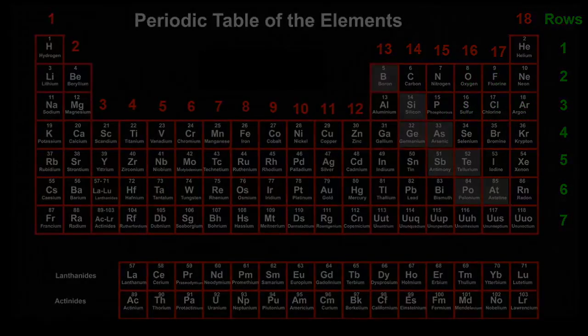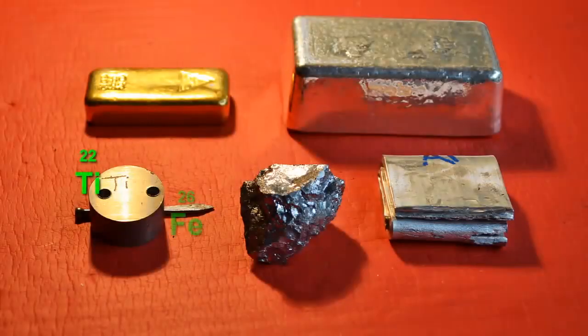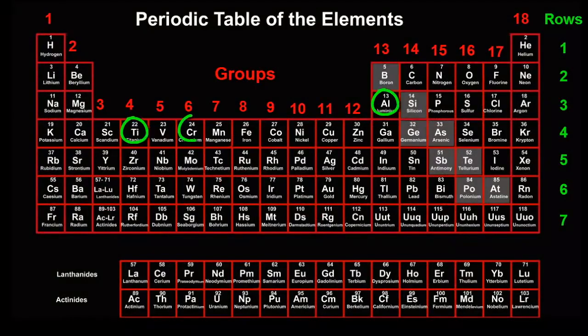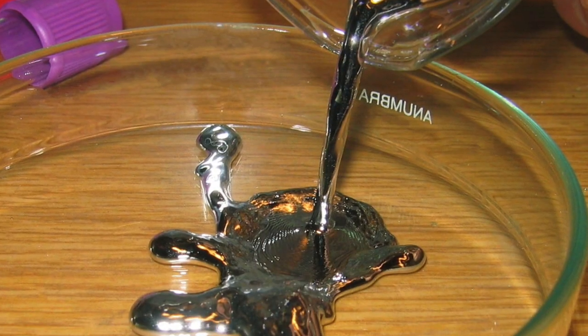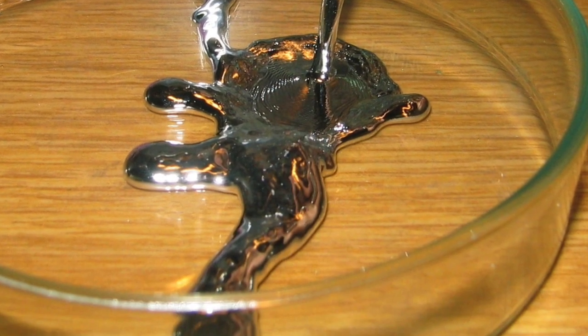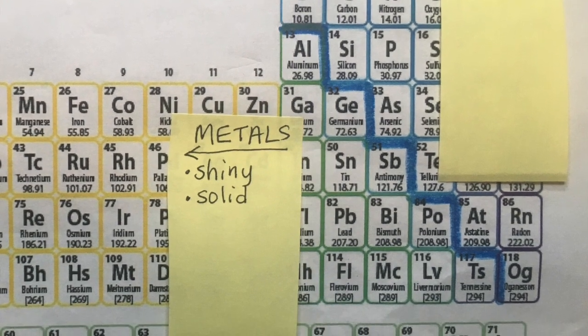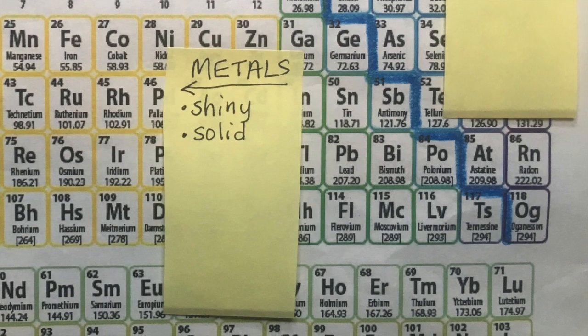What is a metal? Here's a few: titanium, iron, chromium, aluminium, silver, and gold, with the atomic numbers above the symbols. Have you noticed that these metals are shiny and solid? They all are, well, except for liquid mercury. Pause and add that to your Post-it note for metals. Continue to pause and add notes as you learn more characteristics.